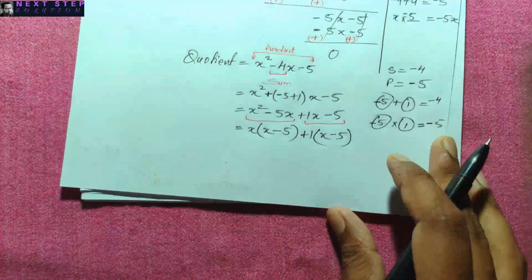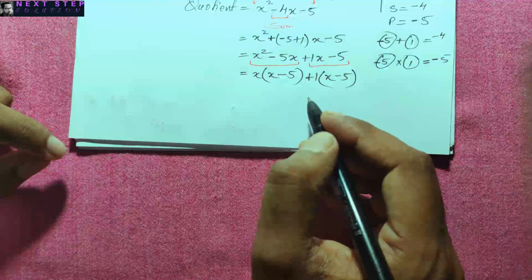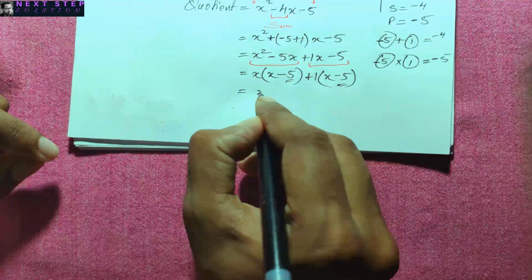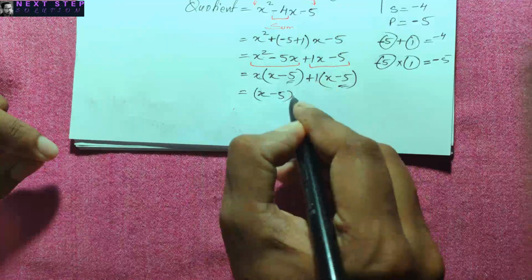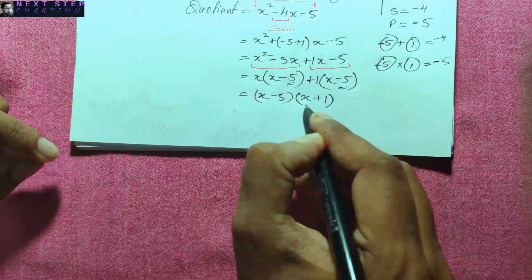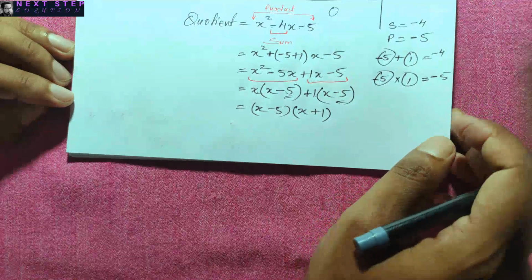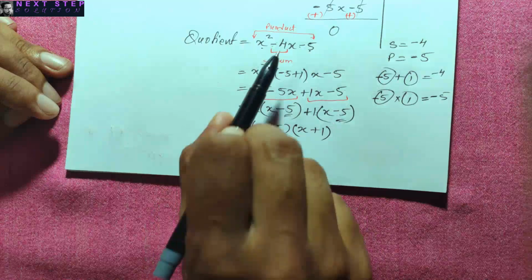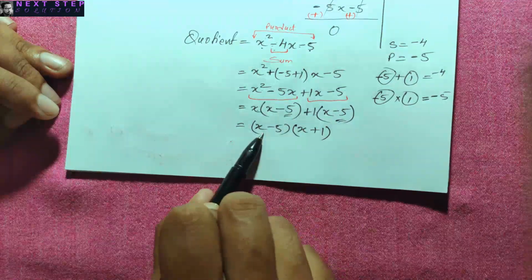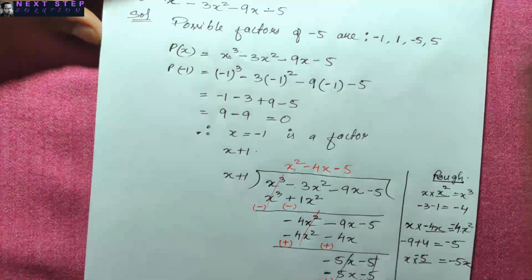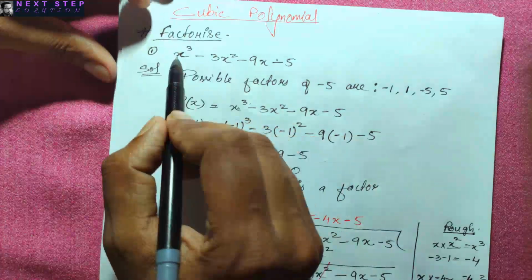So inside the bracket they should be same, so they are same. Here we have x minus 5 in one bracket, and the outside thing we'll put in another bracket. We have x and plus 1, x plus 1. This is the factorization of the quadratic polynomial, but they did not ask you to factorize the quadratic polynomial. It is a quadratic polynomial, so we have 2, but they asked you to factorize this cubic polynomial.